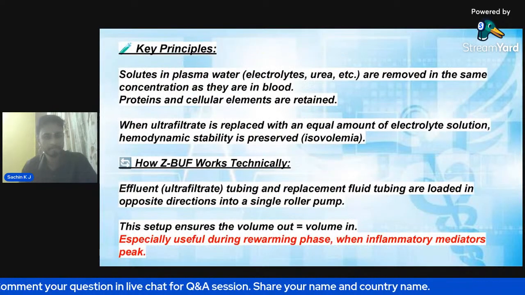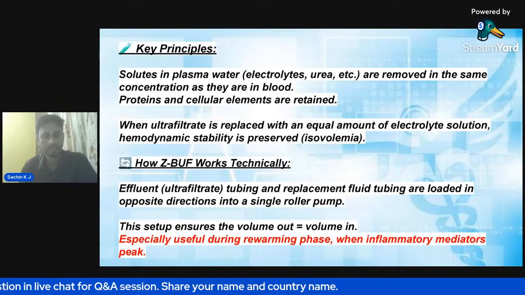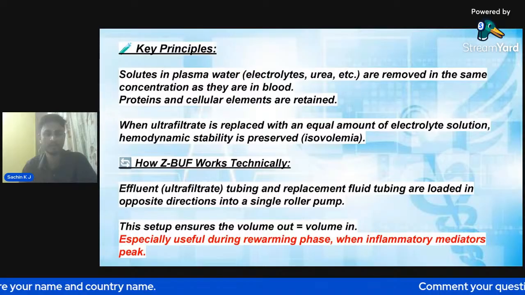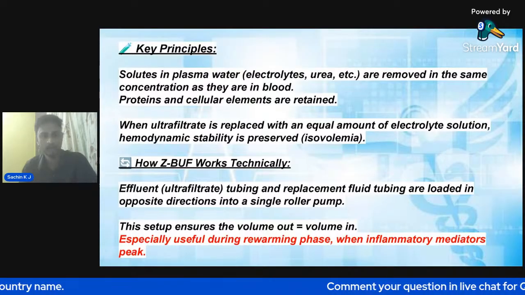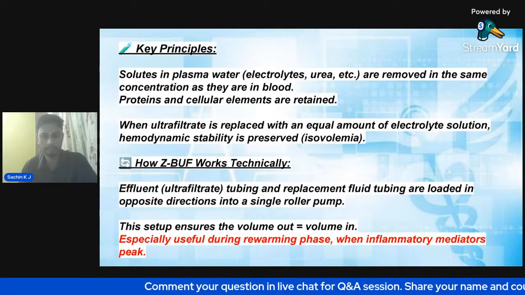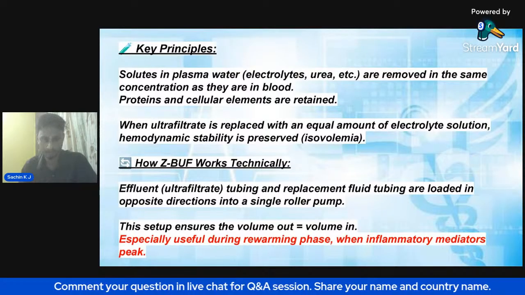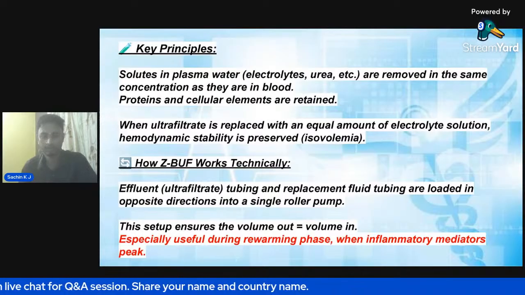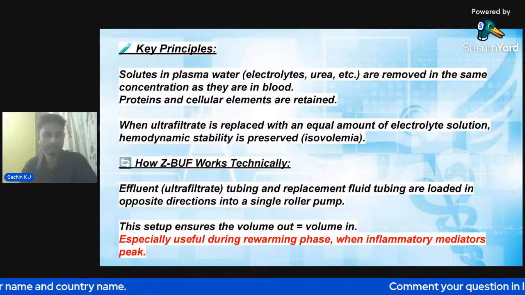Key principle: solutes in plasma water, electrolytes or urea for example, are removed in the same concentration as they are in blood. Proteins and cellular elements are retained. When the ultrafiltrate is replaced with an equal amount of electrolyte solution, hemodynamic stability and isovolemia are preserved.